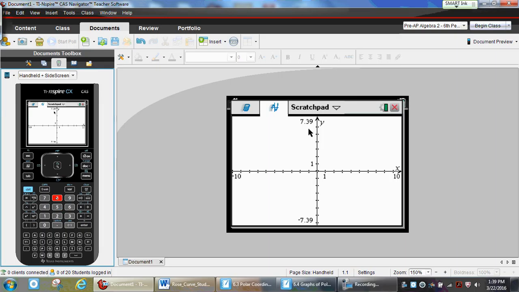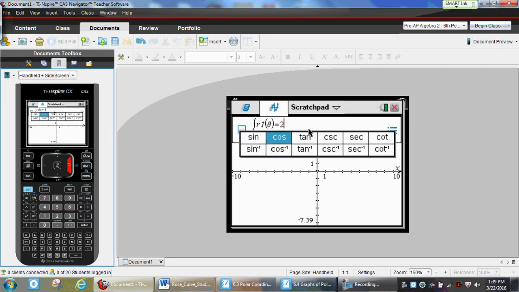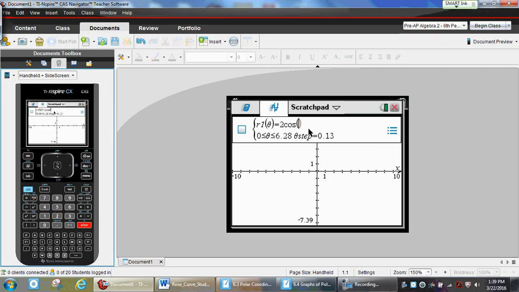What, 2? Okay, what is the second equation, guys? Cosine, and then theta. That's it? Theta.